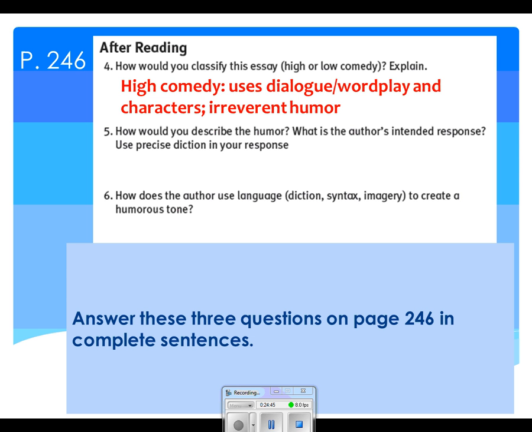All right, now step 5 is a really basic one. How would you describe the humor, and then what would be the intended response? So for step 5, I want you to pick one term from page 238. Those are the description of humor terms, and I want you to write that down. And then I want you to pick one term from page 239. Those are the intended responses. So step 5 is really just 2 words that you're writing down.